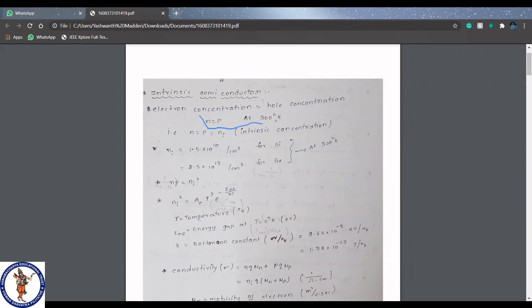And this point is valid at 300 kelvins, because at 0 kelvins, let us assume the electron cannot move from here to here, and there are no electrons present in the conduction band. That means electron count is 0 at 0 kelvins. If electrons are 0, obviously hole concentration is also 0.